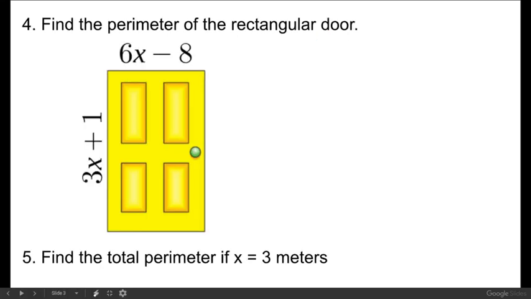Okay, and then 2 more problems that kind of go together. It's been a while since we've done these. Find the perimeter of the rectangular door. So again, this is a rectangle. So a rectangle has 2 lengths and 2 widths.